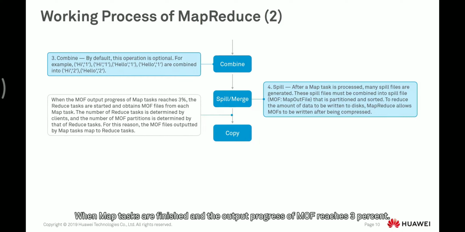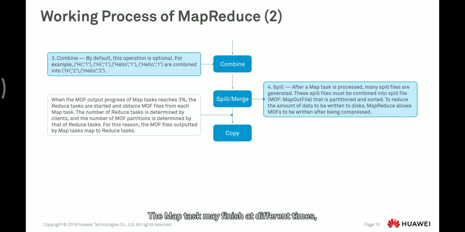When map tasks are finished and the output progress of MOF reaches 3%, the reduce tasks are started and copy MOF files from each map task. The reduce task needs the map output for its particular partition from several map tasks across the cluster.